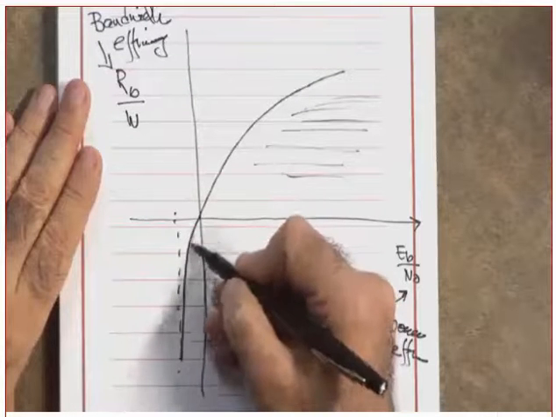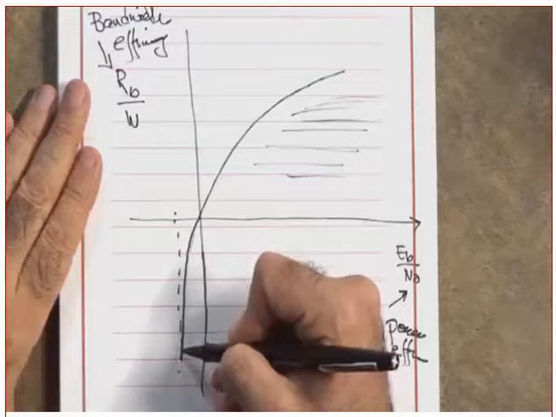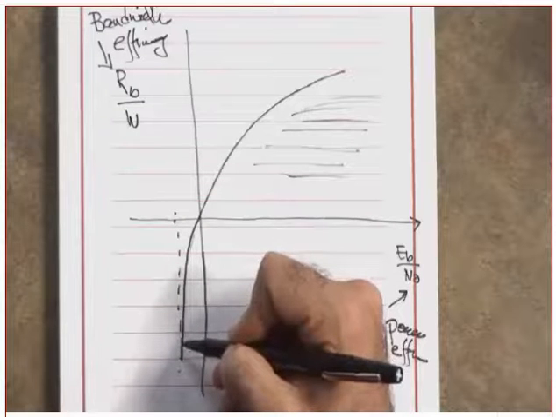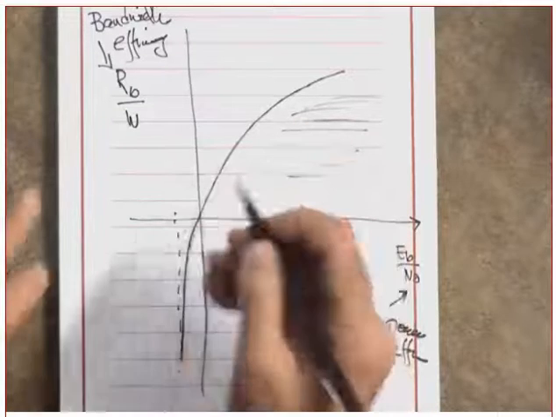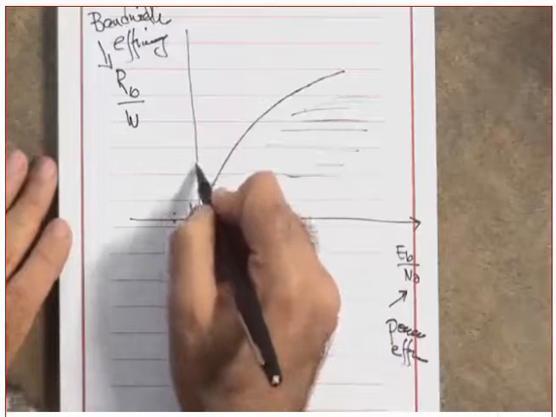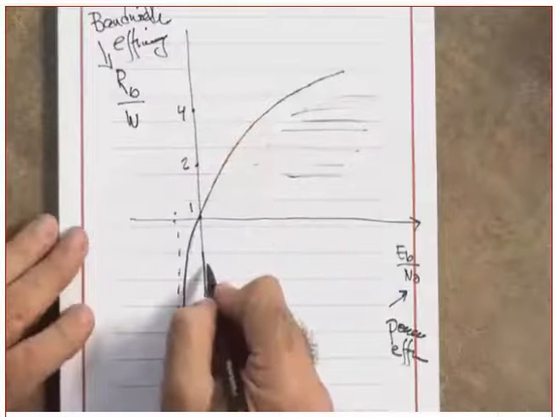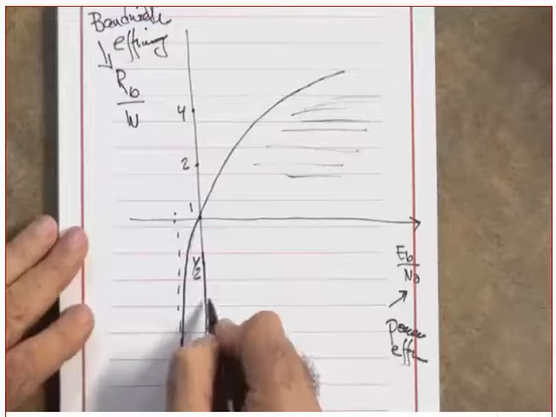What does it become here? Bandwidth efficient or bandwidth inefficient? Inefficient. Why? Because the RB over W will become what? Fraction. In here, the RB over W. In other words, this is 1, this is 2, this is 4. Are you following me or not? What is this on this side? 1/2? 1.